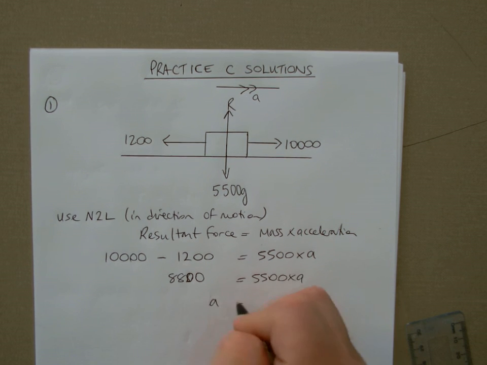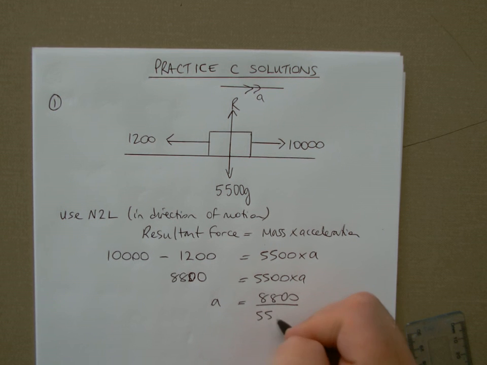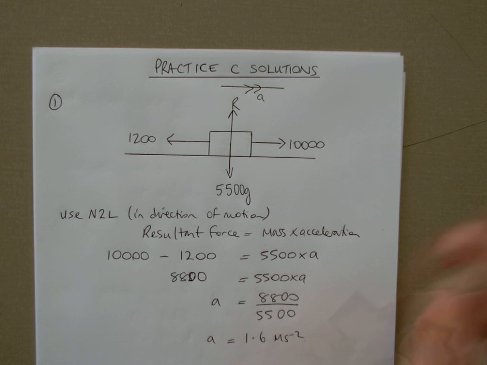To get a then, you've got to do 8,800 divided by 5,500. So the acceleration will be, I do that on my calculator, 1.6 meters per second squared.